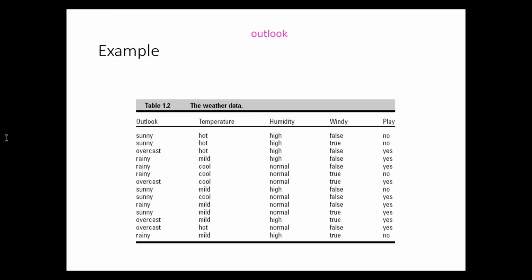And if you look at the outlook attribute, you will notice that it can have three different values. You can see sunny, overcast, and rainy, which means we have three values. So we have sunny, we have overcast, and we have rainy. So we have to create three branches, right? And then, let me put the values. The first one, let's say sunny, right? And then we have overcast, right? And then we have rainy.